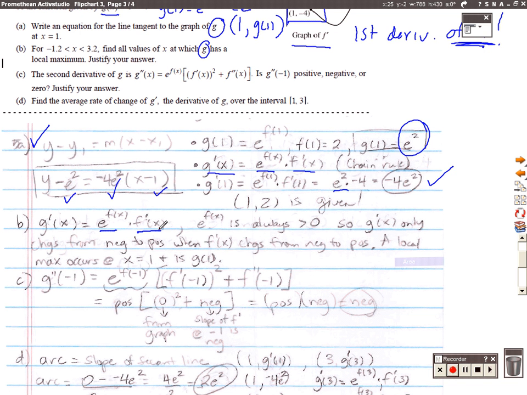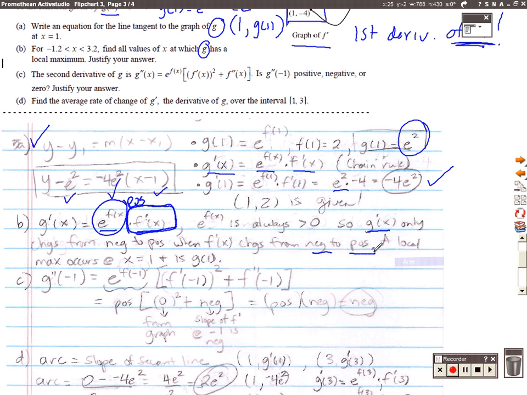And I also know that e to any power is always positive. So at least this part of the derivative is always positive. So the derivative of g only changes from negative to positive when the first derivative of f changes from negative to positive, because g's derivative depends on the derivative of f, and since e to the f of x is always positive, that means g also changes from negative to positive.